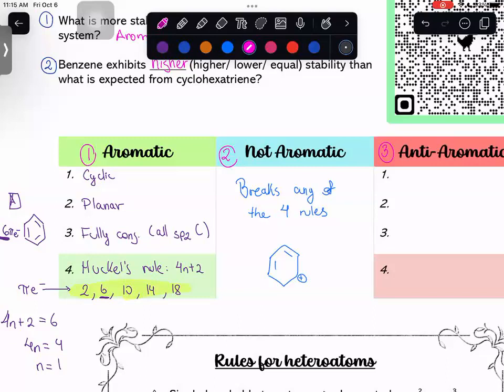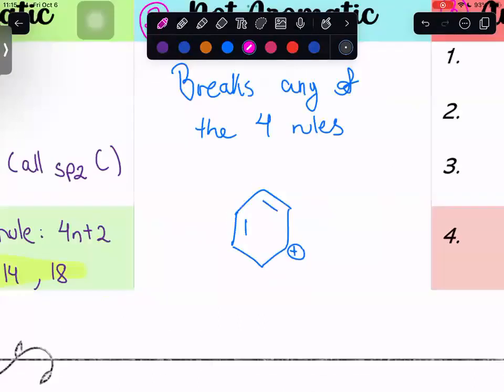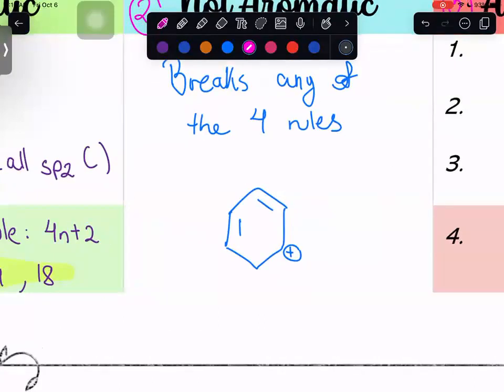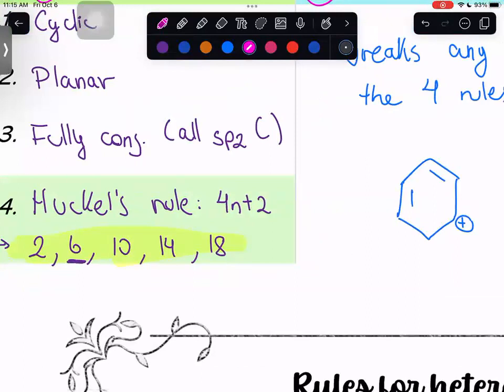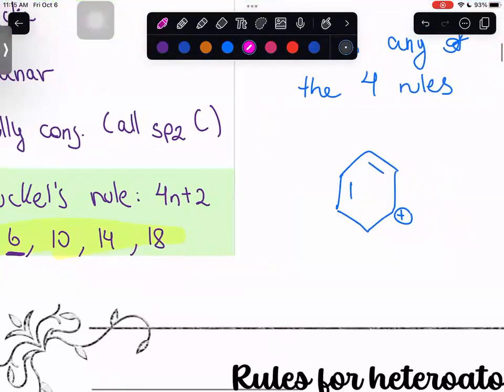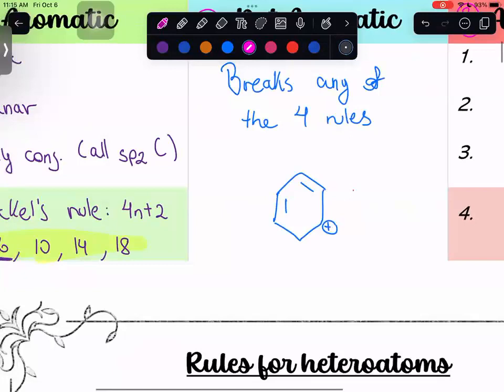In this case, how many pi electrons do we see in this molecule? 4. Is 4 one of the possible numbers in Huckel's rule? No. So as long as it breaks one of those rules, it's non-aromatic. In this case, this molecule broke 2 rules, but again, the requirement is just to break at least 1. If it breaks any of those rules, will the other rules still be satisfied? Sometimes, yes.